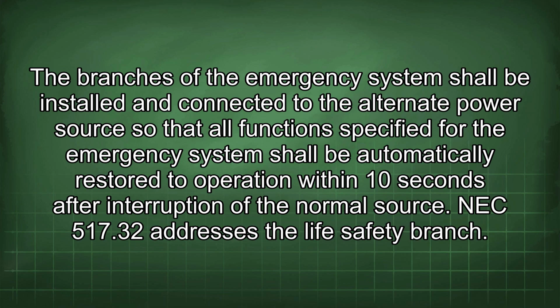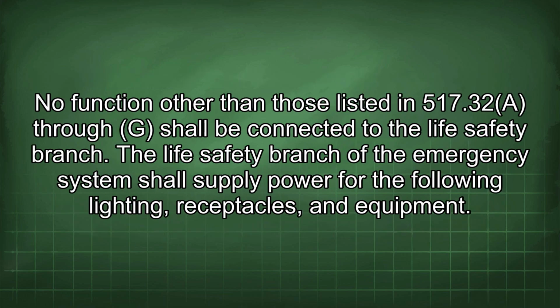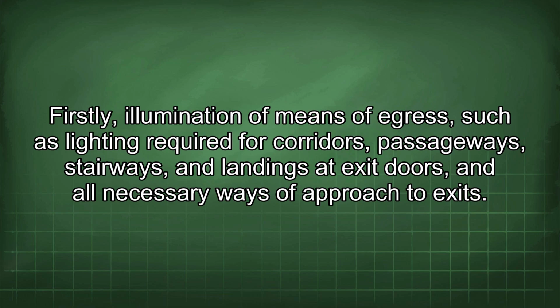NEC 517.32 addresses the life safety branch. No function other than those listed in 517.32 A through G shall be connected to the life safety branch. The life safety branch of the emergency system shall supply power for the following lighting, receptacles, and equipment. Firstly, illumination of means of egress, such as lighting required for corridors, passageways, stairways, and landings at the exit doors, and all necessary ways of approach to exits.